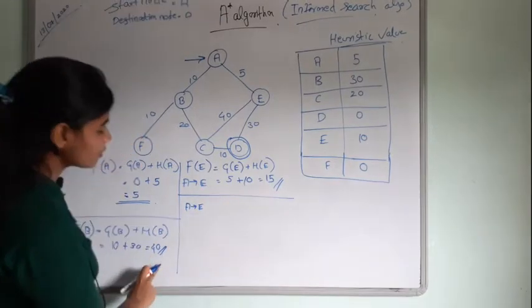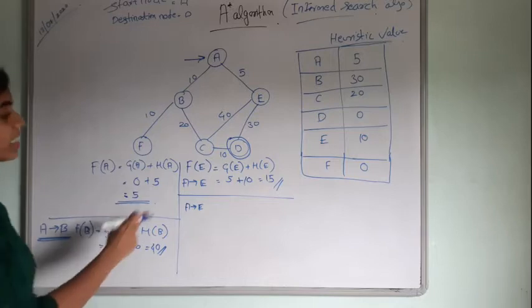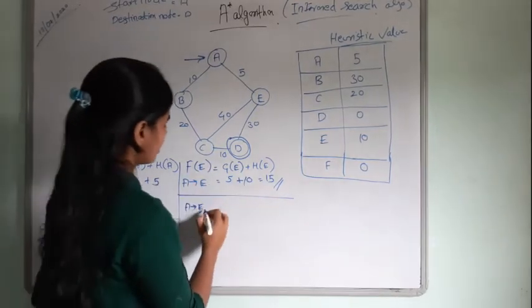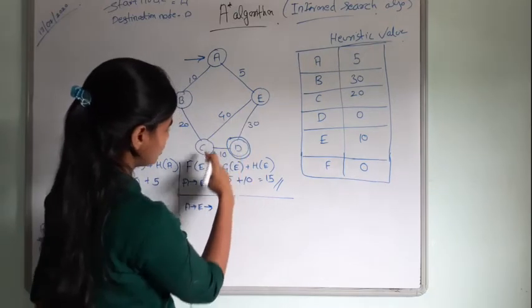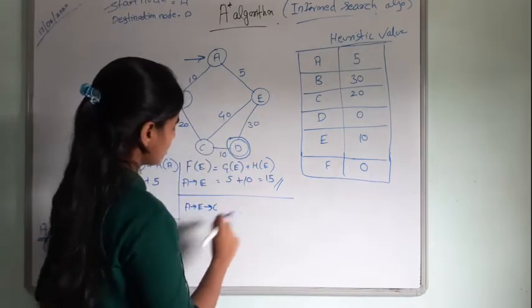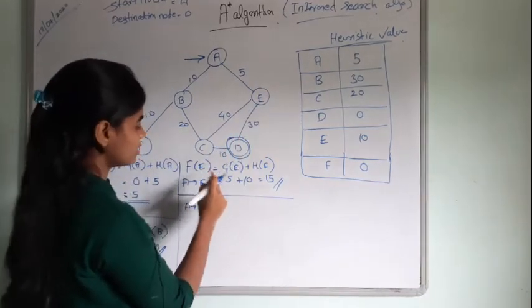We will ignore this because A to B is the highest path node and A to E is the least path node. A to E, then E is connected to C. Okay, we will take A to E, E to C. First we will take this.